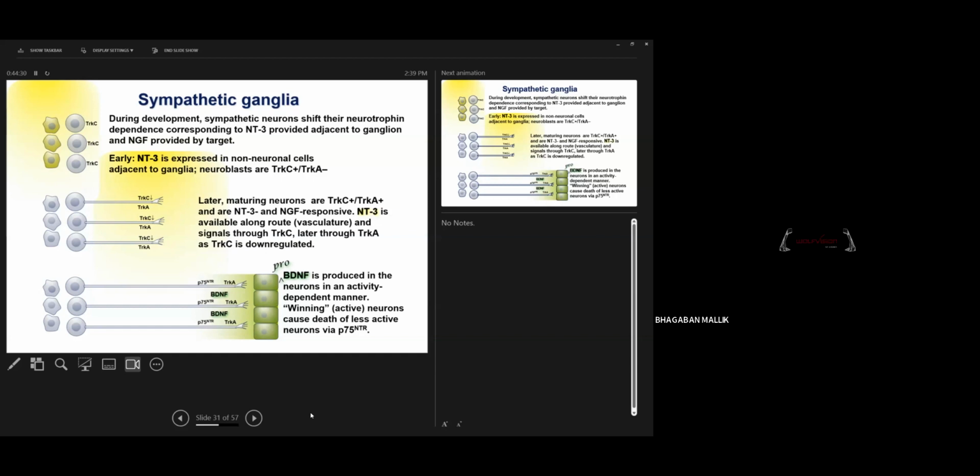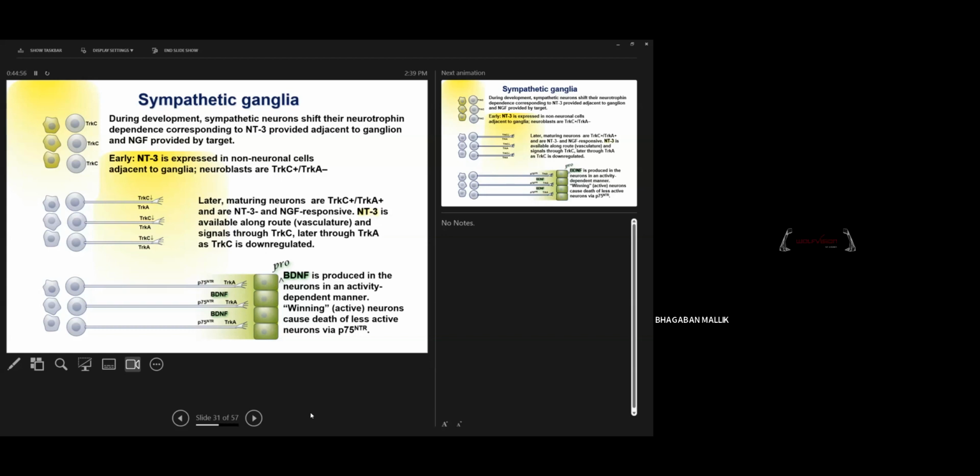It is a very complicated slide. So in the earlier stage, you have non-neuronal cells with expression of NT3, and you have expression of TRKC in the neuroblast. Then when it develops and forms the axons, you have expression of two different types of receptor, TRKA and TRKC. In the latter stage, TRKC expression goes down. You have a dominance of TRKA, and you have NT3 along the axons.